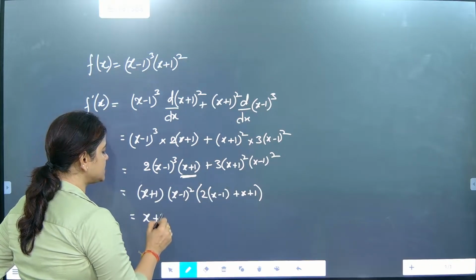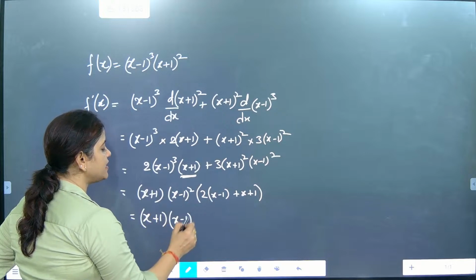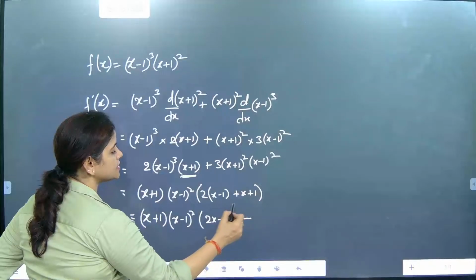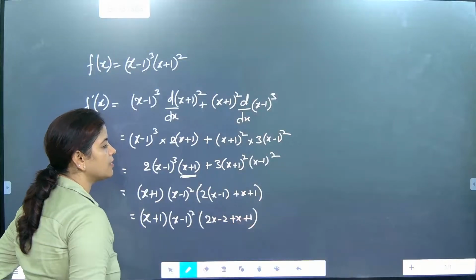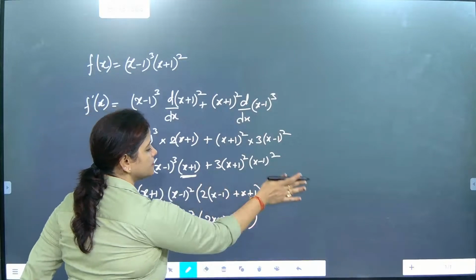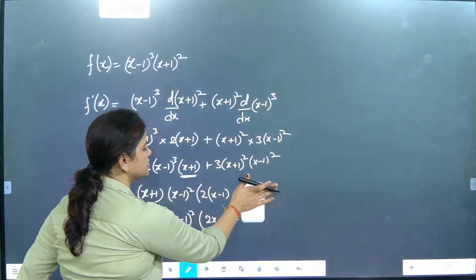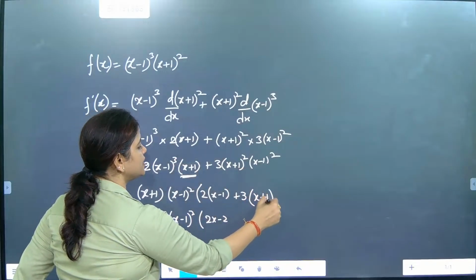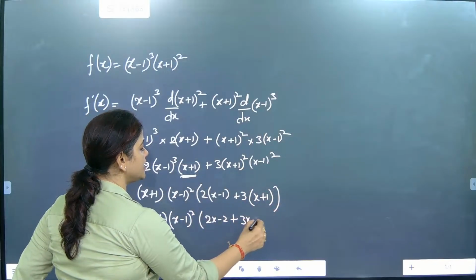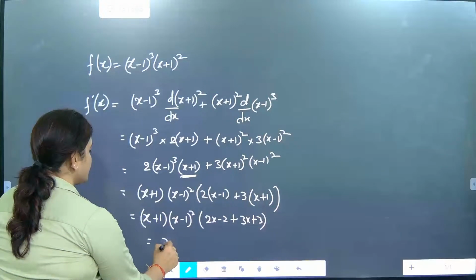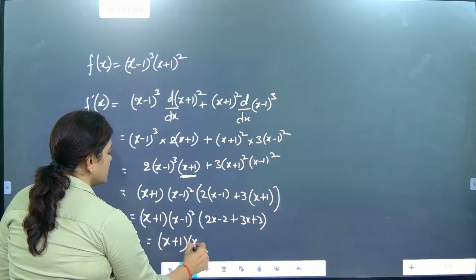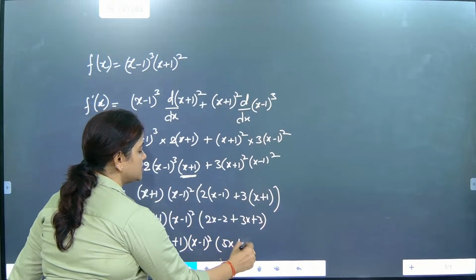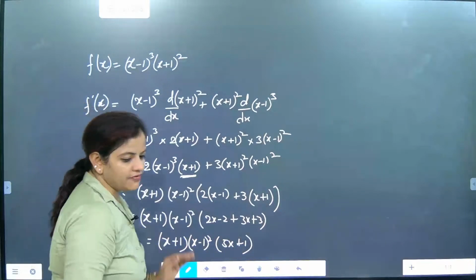After getting this (x plus 1) and (x minus 1) whole square, it will become 2x minus 2 plus x plus 1. Sorry, I have missed the 3. Yes, 3 is there. So 3x plus 1, it will become 3x plus 3 beta. So now (x plus 1), (x minus 1) whole square, 5x plus 1. So we got f dash x.